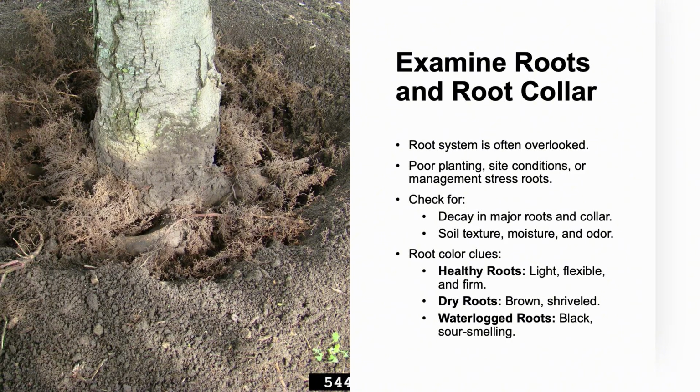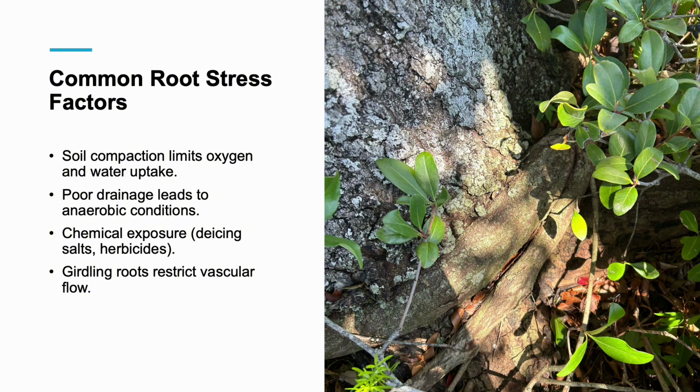The tree's root system is often overlooked in diagnosis. You want to check for decay in major roots in the root collar, soil texture, moisture, and odor. Healthy roots should be light-colored, firm, and flexible. You want to look for dry roots, which are brown and shriveled, or waterlogged roots, which could be black with a sour odor. Common root stress factors include soil compaction, which limits oxygen and water uptake, poor drainage, which creates an anaerobic condition, chemical exposure, damage from de-icing salts or herbicides, and girdling roots, which restrict vascular flow leading to decline.